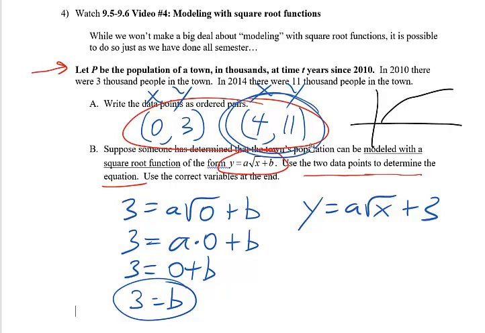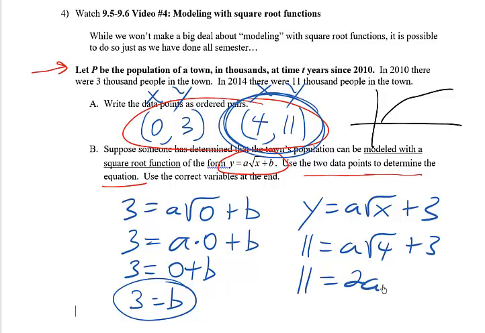Well, that's where that other data point comes into play. Let's go ahead and fill those numbers in for x and y. Remember, there's a times between this a and this square root. So the square root of 4 is 2. A times 2 would be 2a.